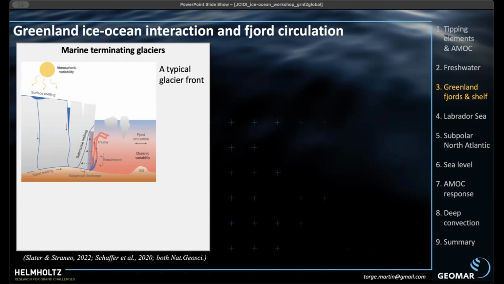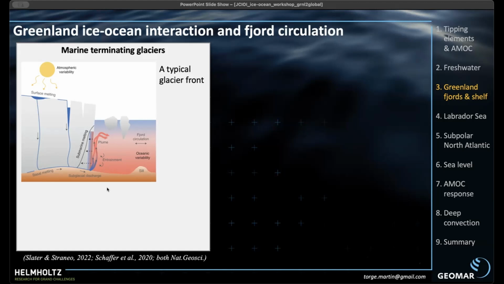So there are many tiny steps to take to combine the actual knowledge that we have and the local fjord or ice shelf cavity models and regional models to the global modeling and climate community, to get these systems combined.